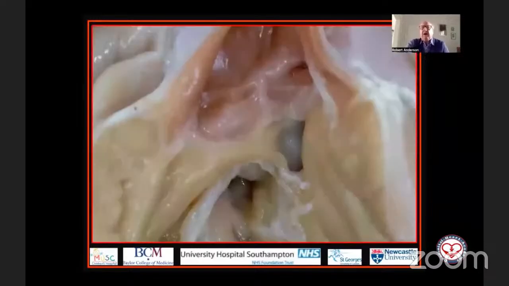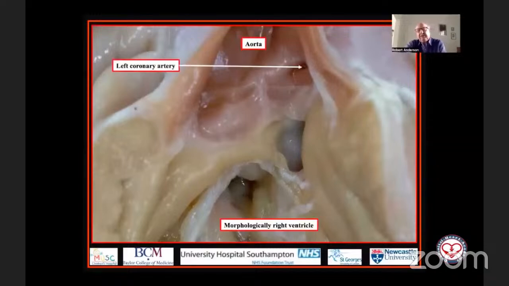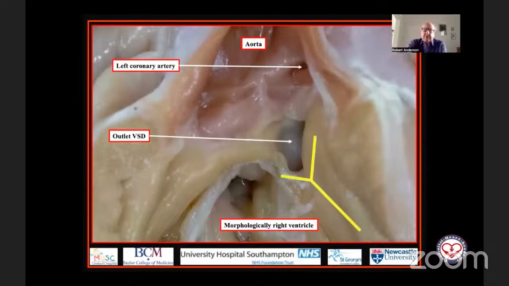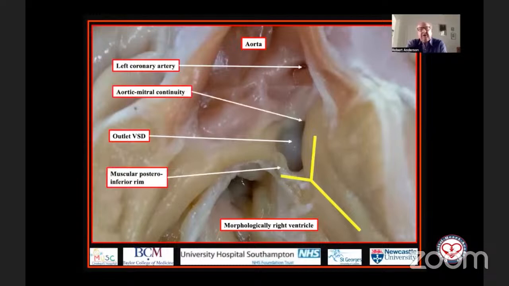This is one of the hearts that we have in the Birmingham archive. And here again, the aorta is posteriorly located, arising from the morphologically right ventricle. There you see it. You can tell it's the aorta because one of its sinuses is giving rise to the left coronary artery. And there is an outlet ventricular septal defect. It is opening to the right ventricle between the limbs of the septomarginal trabeculation. But again, in this heart, there is aortic to mitral fibrous continuity.